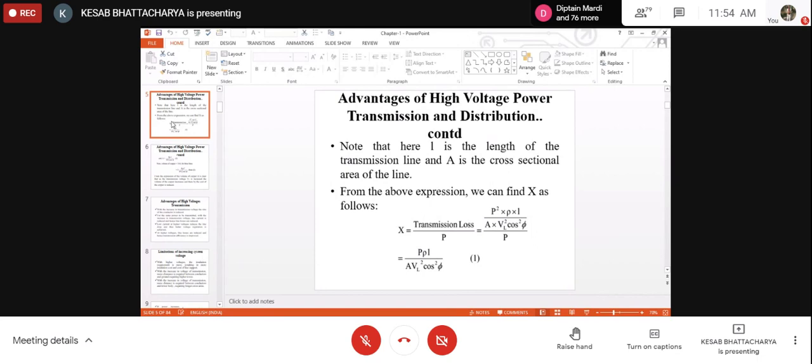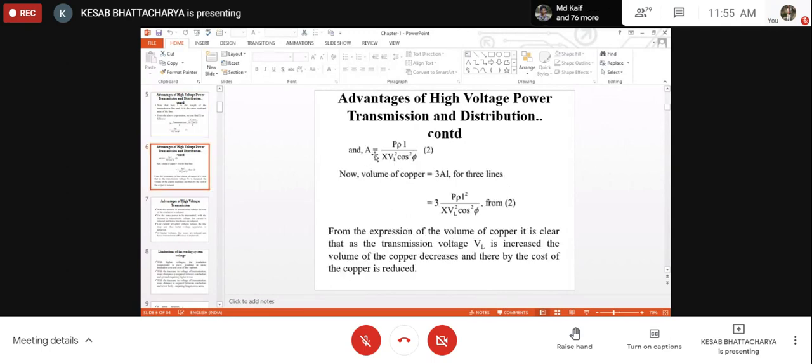So, is it okay? This X here. Or should we go back to the previous slide to show you the expression for transmission loss once again? No, sir, it's okay. Then we move to the next slide.